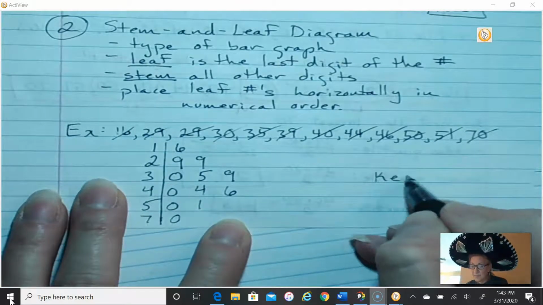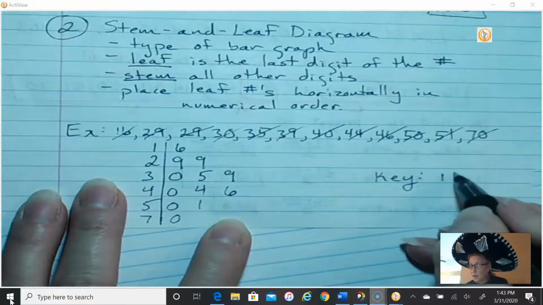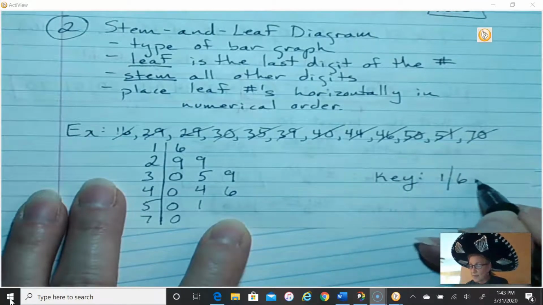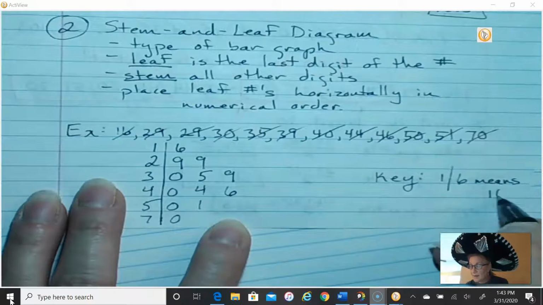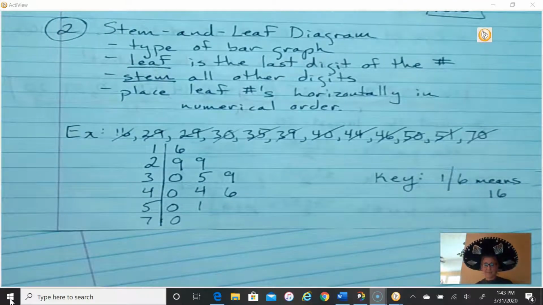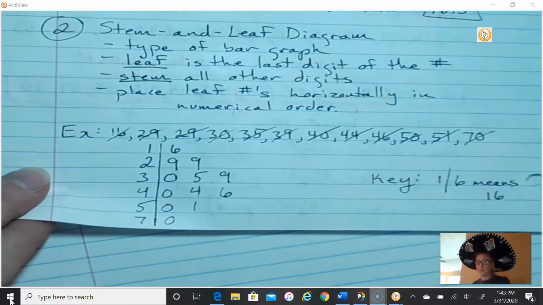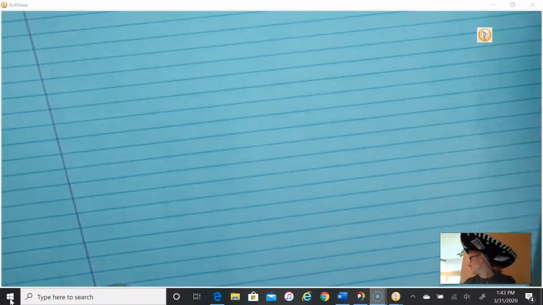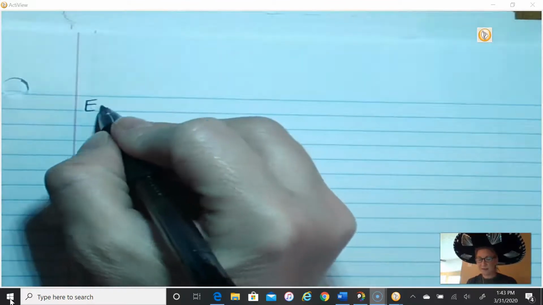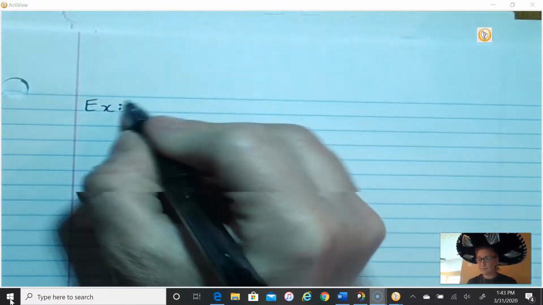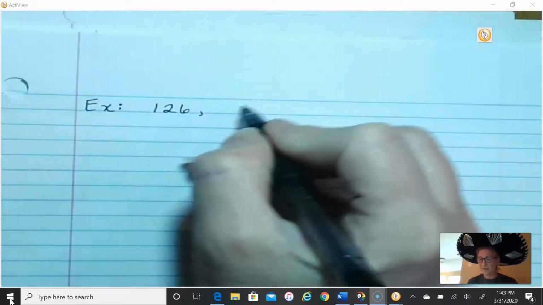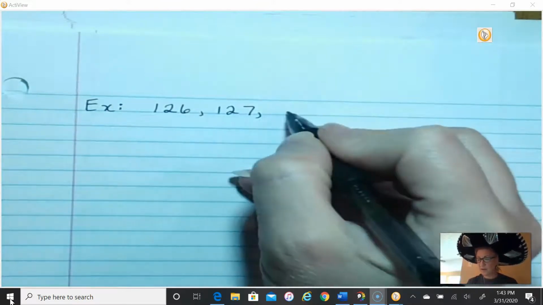Your key, I don't know why they do this: 1 and 6 means 16. Okay? All right, let me show you how to do it if you have 3-digit numbers. Example: 126, 127, and 209.